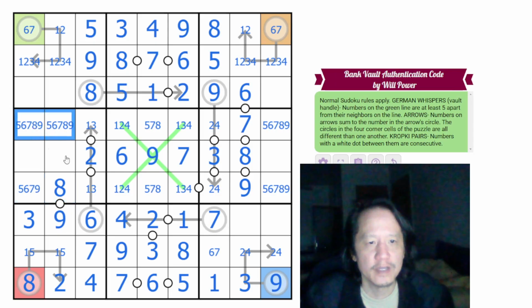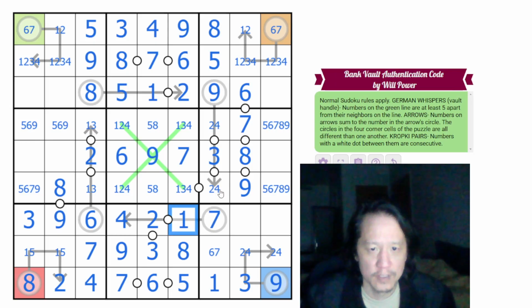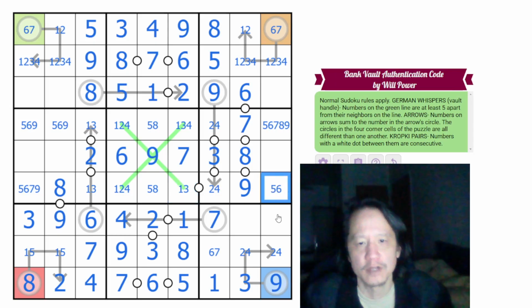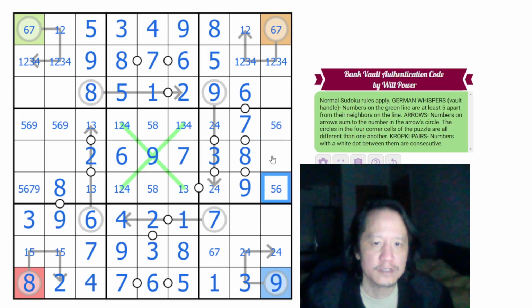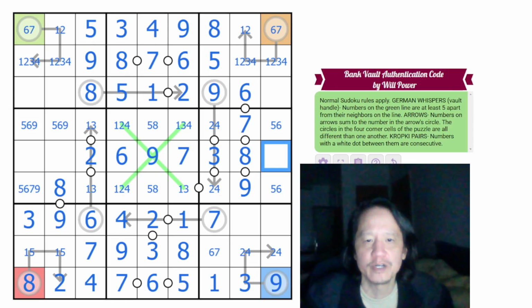None of these can be 8 anymore. This can't be 7 anymore. This can't be 7, and this can't be 7. This is 2 or 4. 2 or 4 is only consecutive with 1 or 3. So, and this can't be 7, 8, or 9, so this is 5 or 6. This can't be 7, 8, and 9, so this is 5 or 6. What's the last remaining digit in box 6? It has to be 1.